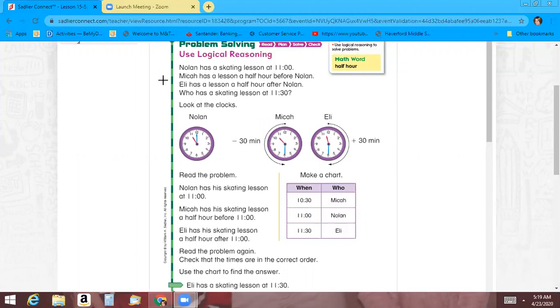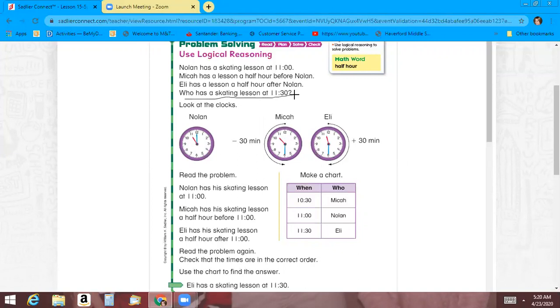So if you are ready, we can look then at the first problem at the top of this page. It's actually telling us about Nolan, Micah, and Eli. So let's read this together. It says Nolan has a skating lesson at 11 o'clock. Micah has a lesson a half hour before Nolan. Eli has a lesson a half hour after Nolan. Who has a skating lesson at 11:30?